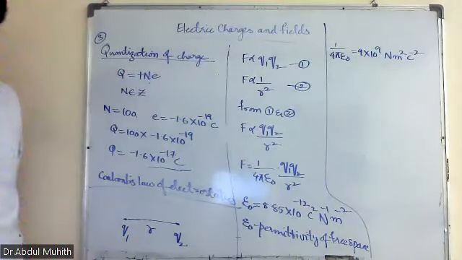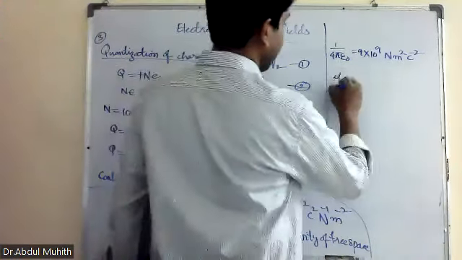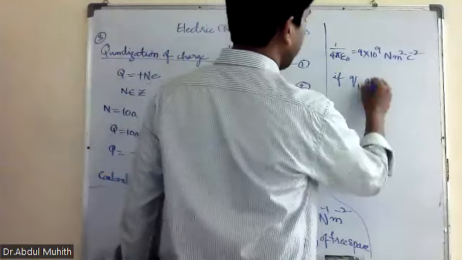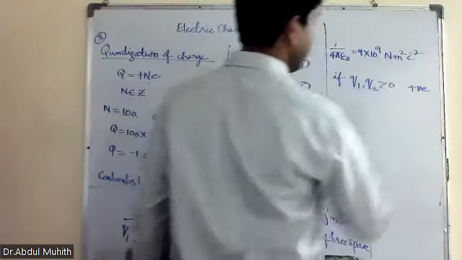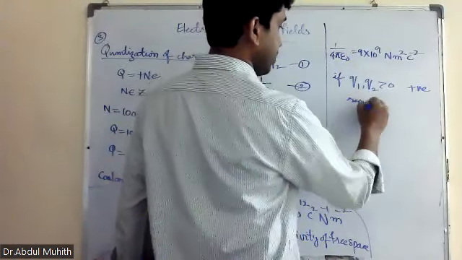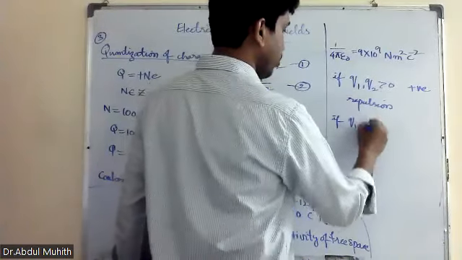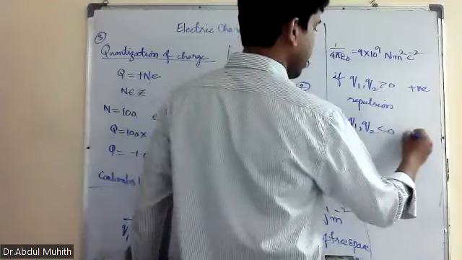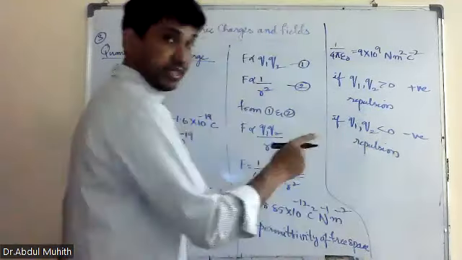Now what will happen here? Suppose if Q1 comma Q2 is greater than 0. What is the meaning of this? It means they are positive. Then what will happen? There is a repulsion. Now suppose the second one: if both Q1 comma Q2 is less than 0, that means they are both negative. Again, there is repulsion. Understood? Don't get confused with that.